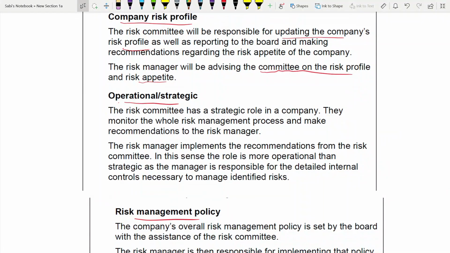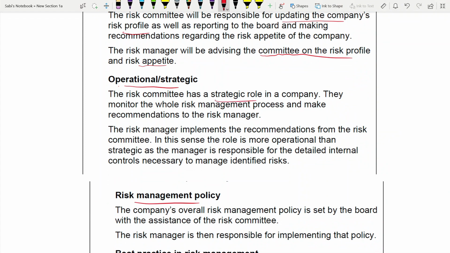Now, coming to operational and strategic. Risk committee, strategic role. Risk manager, operational role. Why? Because they set up a process. They don't actually implement. It is the risk manager who implements, who is in the action. Okay. What do they do? They monitor the whole risk management process and make recommendations to the risk manager that this is the risk management process. Risk manager, on the other hand, they implement their recommendations. They take that recommendation from the risk committee and they implement. Okay.